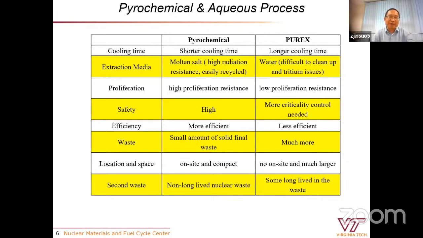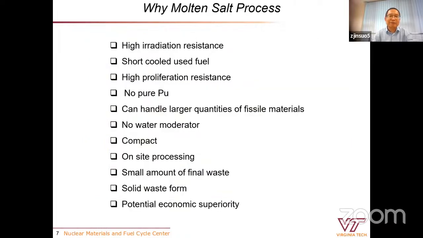For pyrochemical, the main issue is how to scale it up. We can make a kilogram, but how can we make 100 kilograms or something like this? That's an issue. For the PUREX, we can easily scale up. We can make a huge plant, get all the spent fuel together and process it in one location. So that's a big issue that we are still facing with pyrochemical.